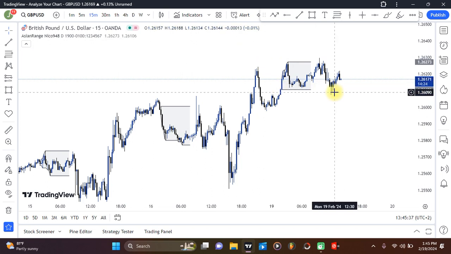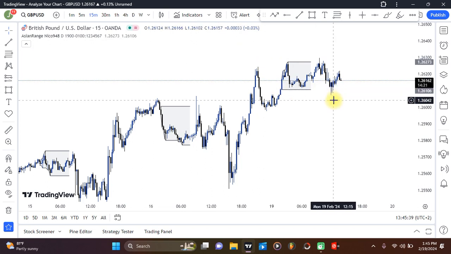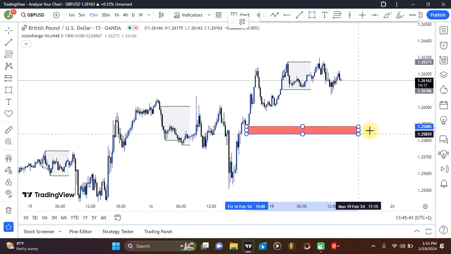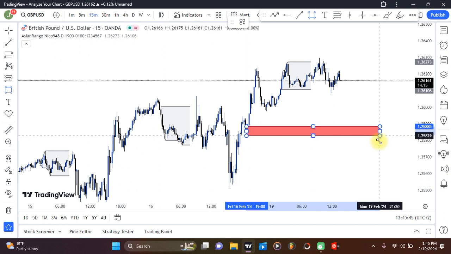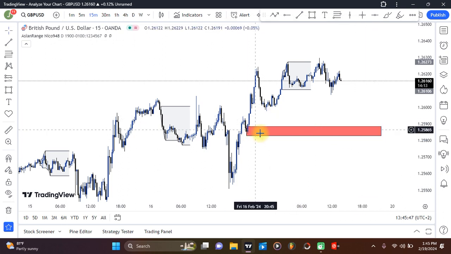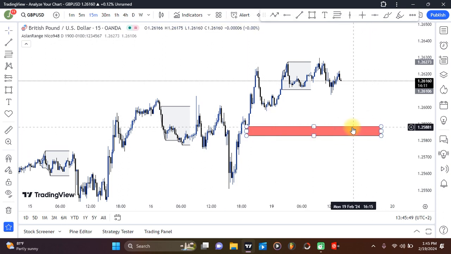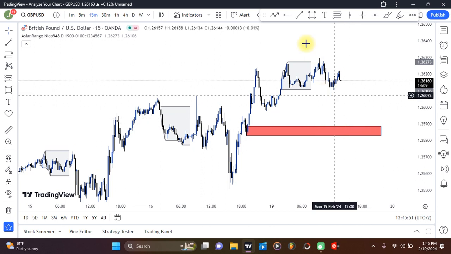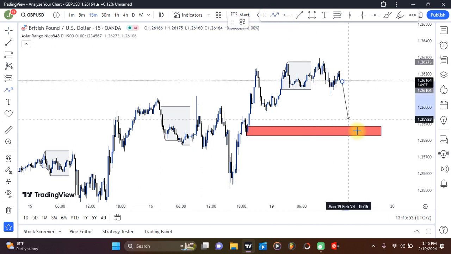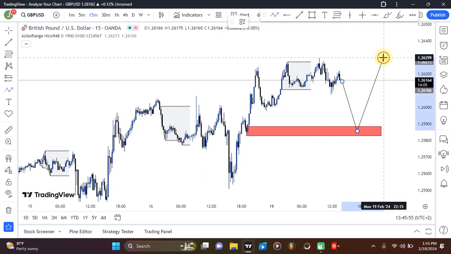But if we break to the downside, we might look for buying opportunities. So either on this order block here, this is a perfect order block. As you can see, there's some sort of imbalance. Actually, I think I am going to wait for this trading opportunity, and I am going to enter somewhere around this area and a push to the upside.